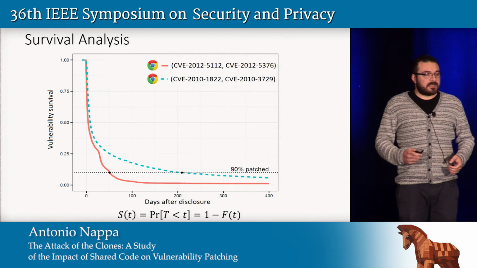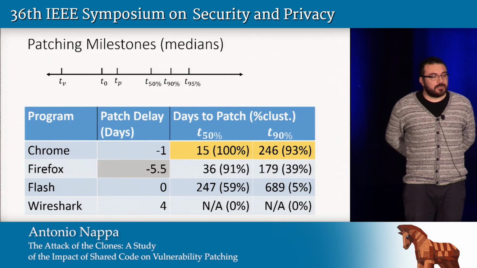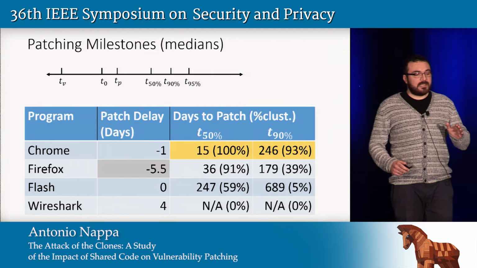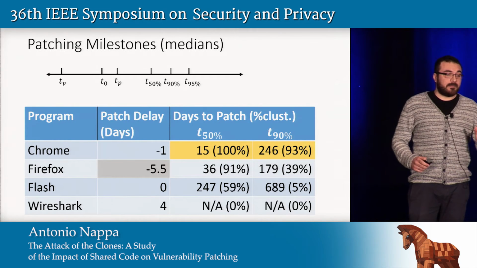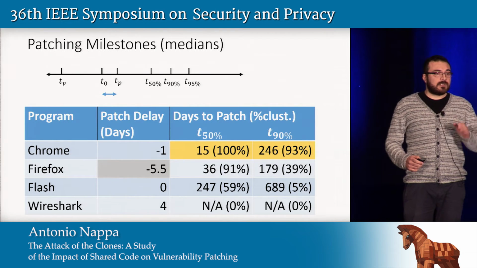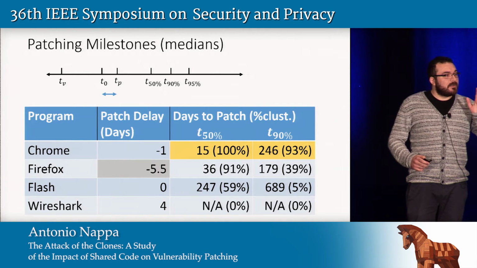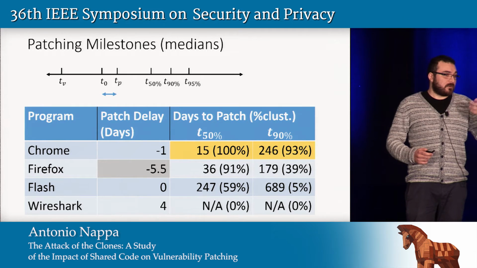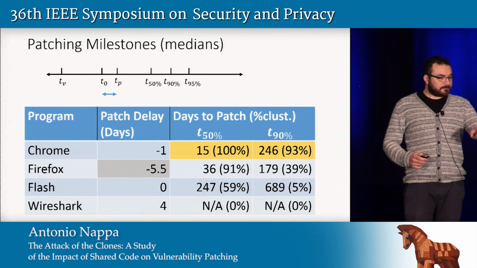So let me show you some results. In this table, I show you basically the second column is the patch delay that takes from the vulnerability disclosure. And as you can see, there are negative values. What does this mean? It means that some applications start to patch before the vulnerability disclosure. This is because probably the developers already know the problem, and they start to patch before the vulnerability disclosure.